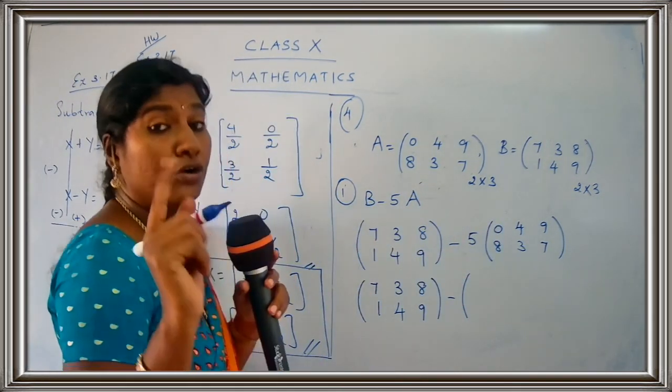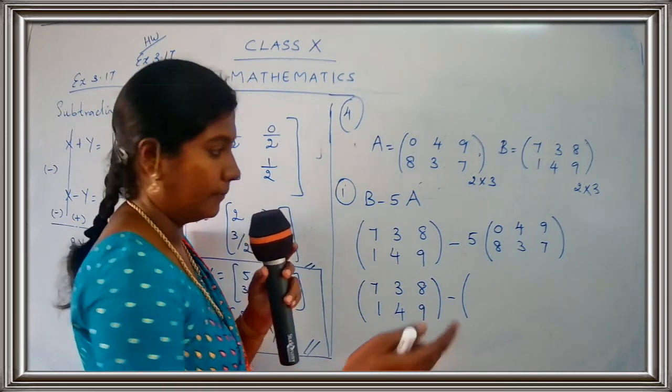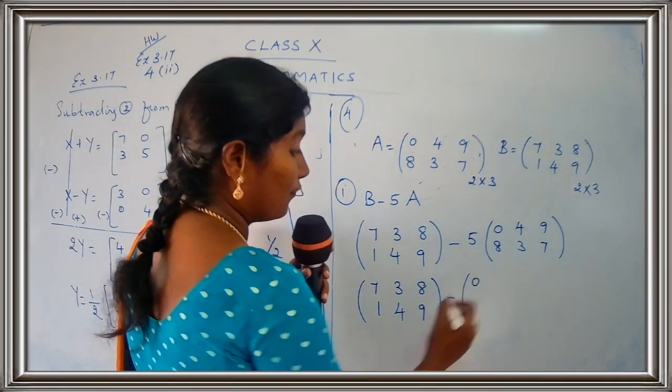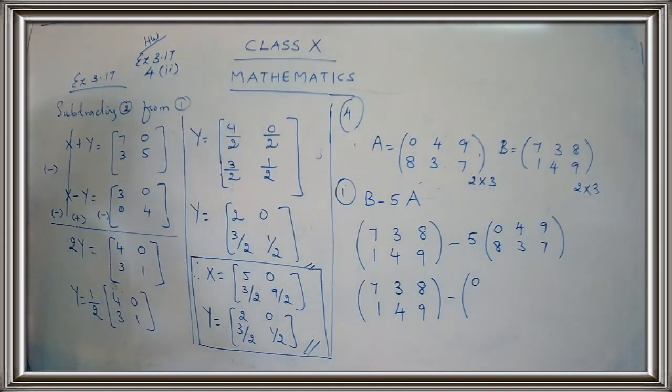Do not forget, you have to multiply each and every element. So 5 into 0, 0. 5 into 0, don't write 5 there. Any number multiplied by 0 is 0. So 5 into 0, 0. Okay, children, complete the remaining elements. Just multiply the remaining elements with 5 and get the answer. So 5 into 0 is 0.